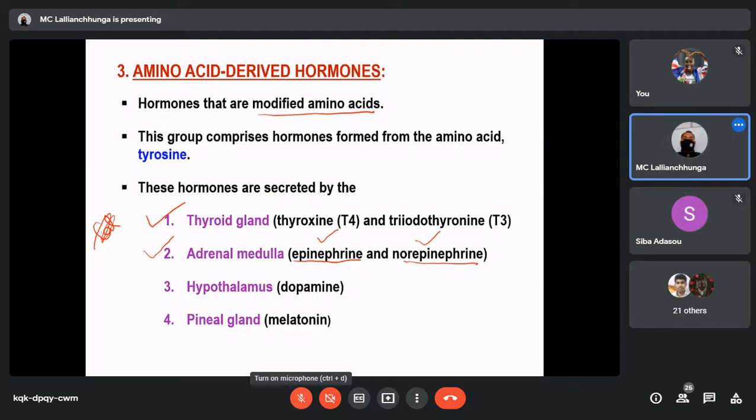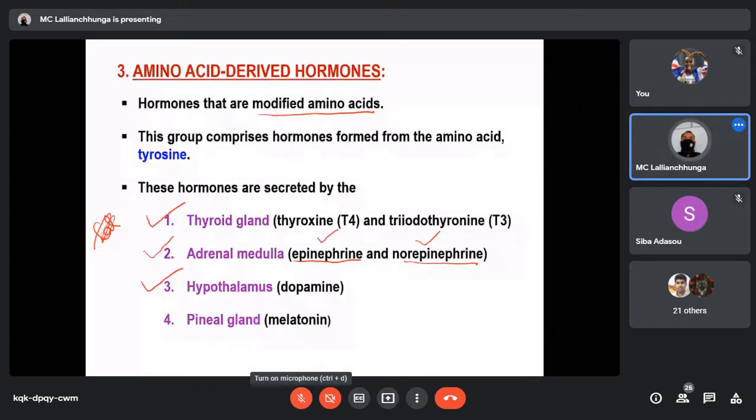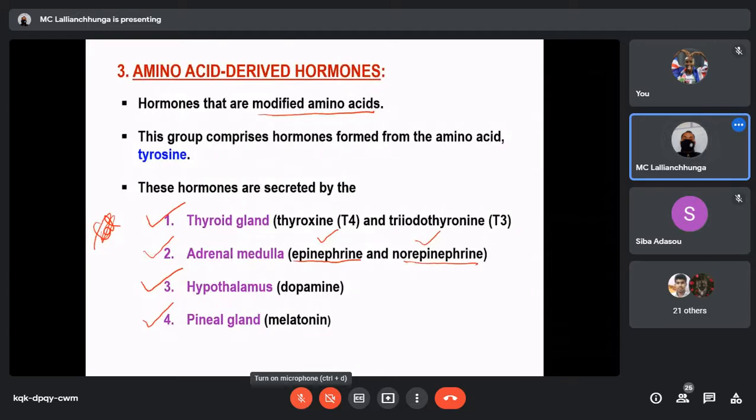Again, the hypothalamus also produces one hormone which is amino acid derived, that is dopamine. I told you that the first five hypothalamic hormones are peptide hormones, but the sixth one is an amino acid derived hormone, dopamine. Another hormone, produced by the pineal gland, is melatonin. Pineal gland, where is it? What is the location of the pineal gland? Where can we find the pineal gland? Is it in the liver, kidney, heart?